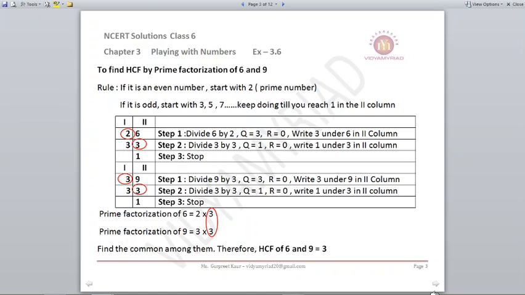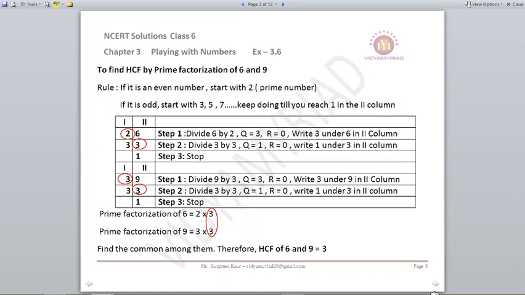Now we will focus on the second step, that is the second circle. In the second column again 3 is there and I know that I need to divide 3 by 3 only to give the answer as 1. Now let's write it down. Prime factorization of 6 will be written from the first column only. Just see the first column.